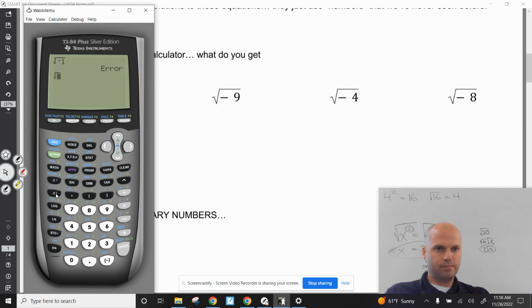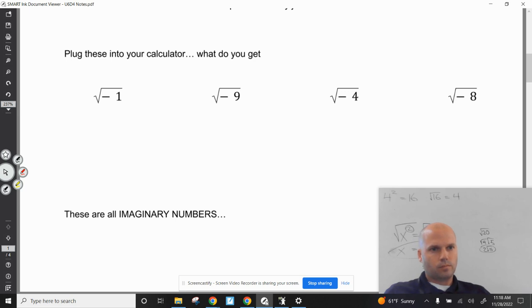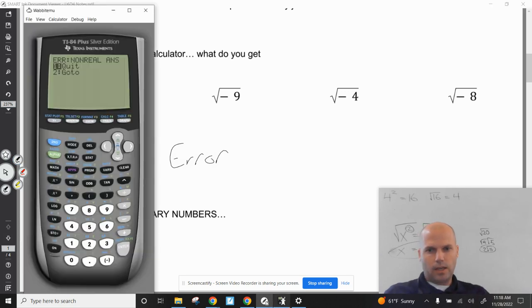Square root of negative 9. Error, okay? And same thing is what you'll see. You see an error. But they give you a little hint here. They say there's a non-real answer.